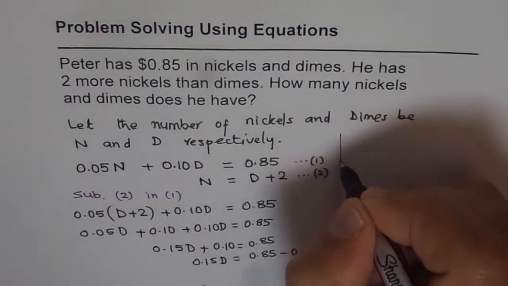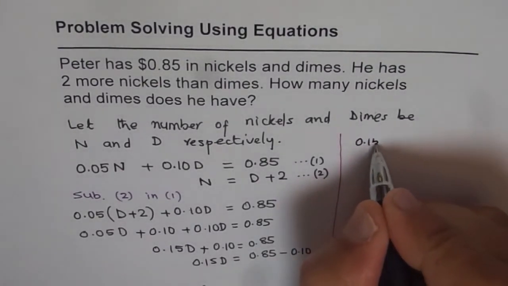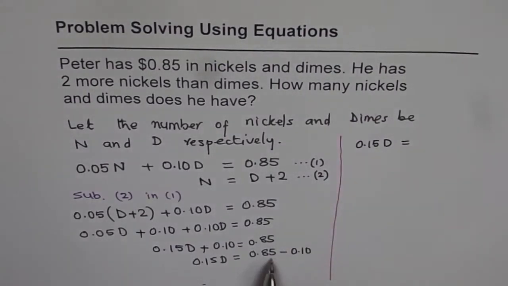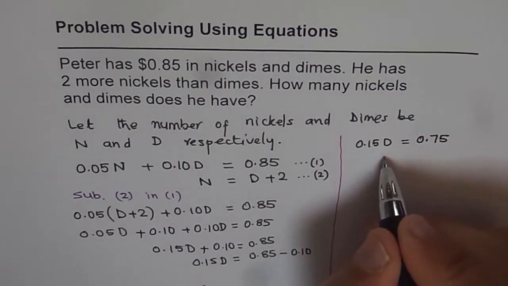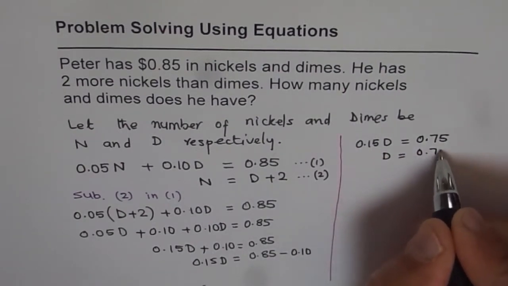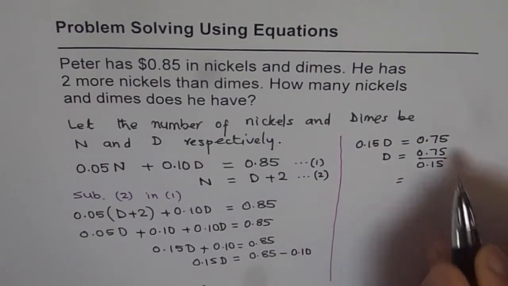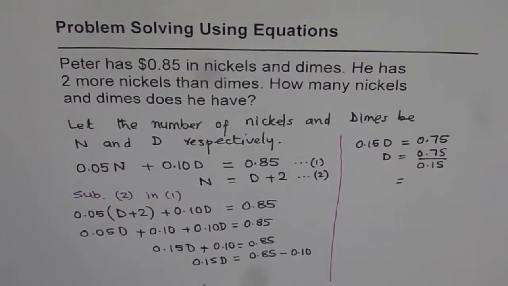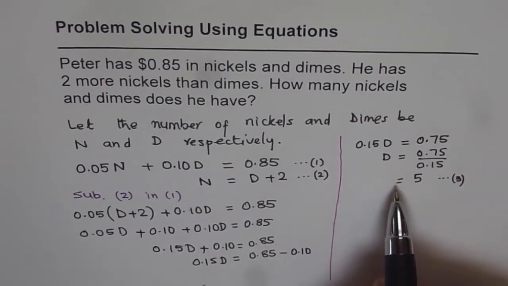Let's move on to the right side of the page and solve. So let me rewrite this equation here. It is 0.15d equals 0.85 minus 0.10, which is 0.75. Therefore, dividing both sides by 0.15, we get 0.75 divided by 0.15 equals what? Use the calculator, easy. You get your answer as 5. So the number of dimes is 5. Let this be equation number 3.